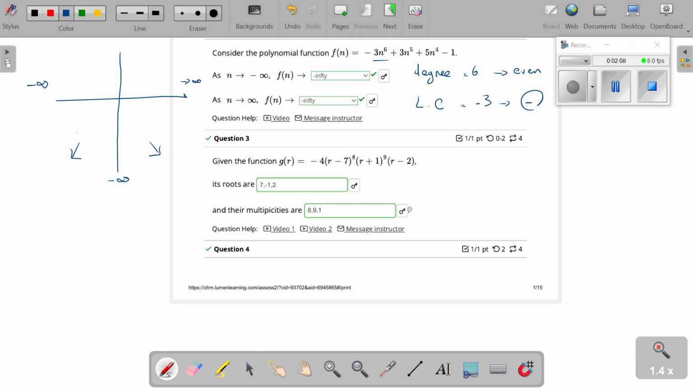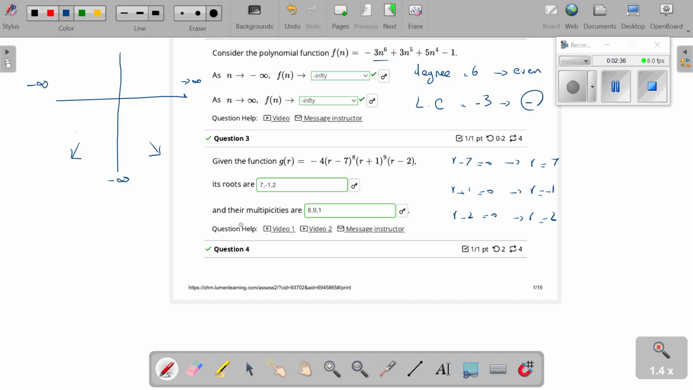Next question is asking us to find the root of this function. This is easy to find the roots because the function is already in the factored form. So all you need to do is set each factor equal to 0, r minus 2 equal to 0, and solve for r. So here r is equal to 7, r equal to -1, and r equal to 2. So these are the roots of the function.